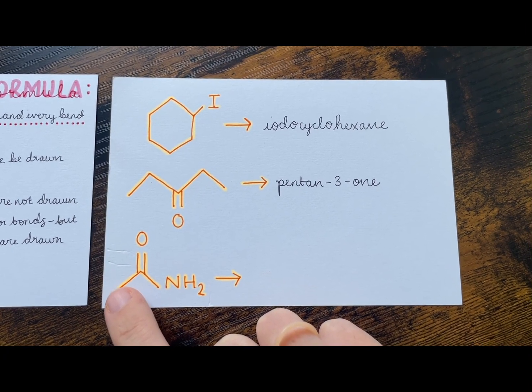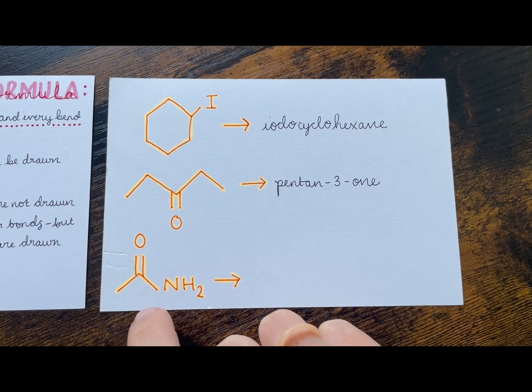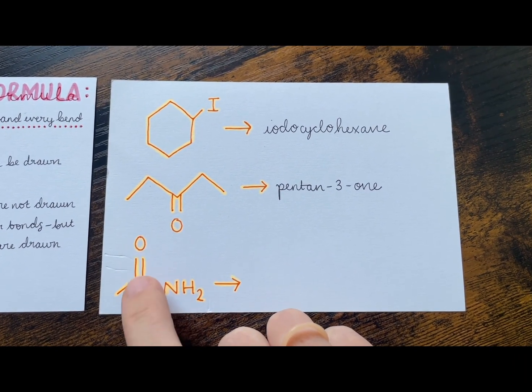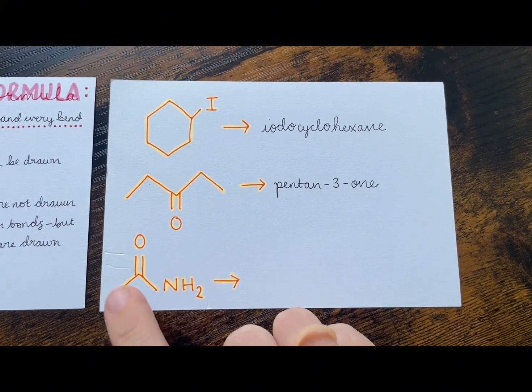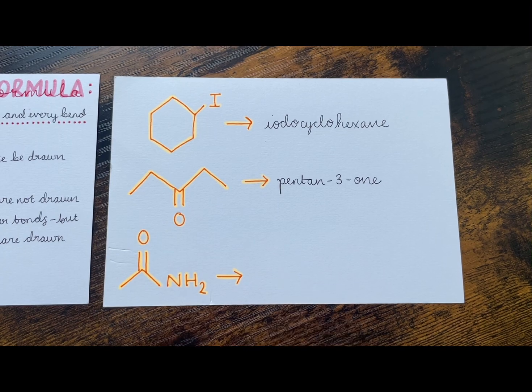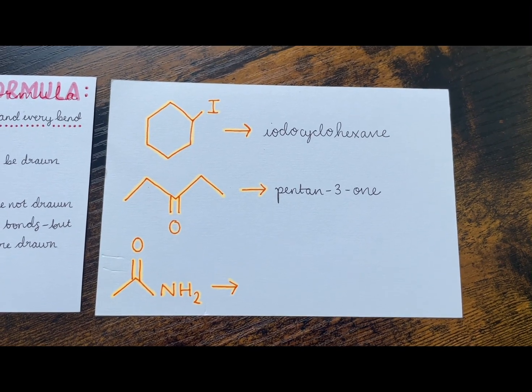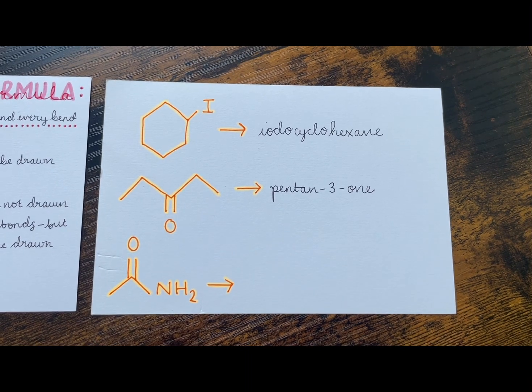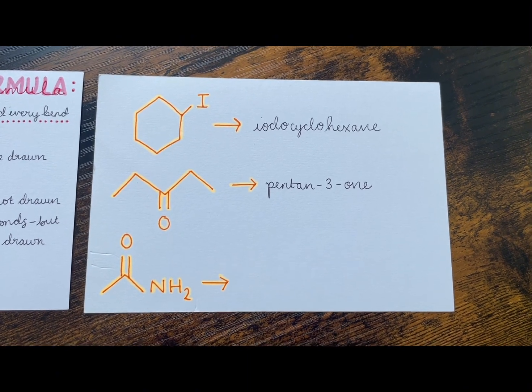So my longest chain is 1, 2. And when I have an NH2, which is an amine group, next to a C double bond O, this becomes an amide. That is the functional group for an amide, a C double bond O adjacent to an NH2. So because we have 2 carbons and the amide group, that would then be ethanamide.